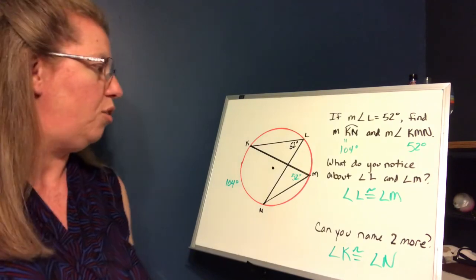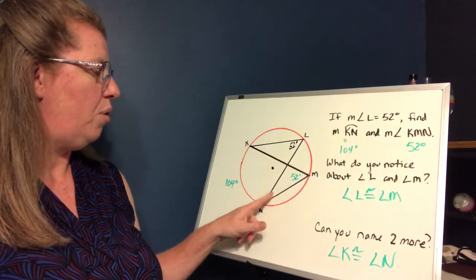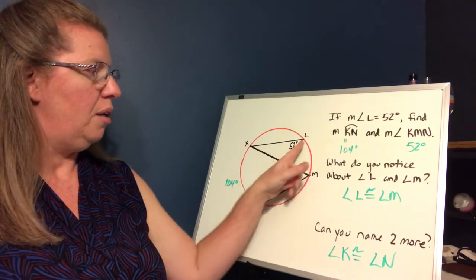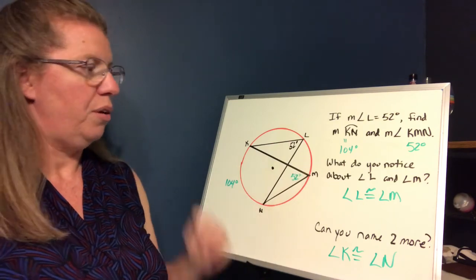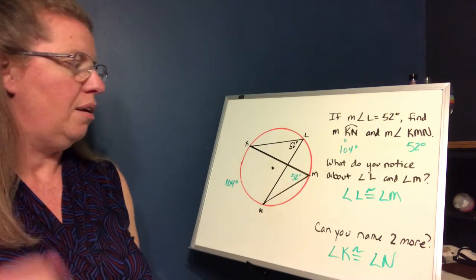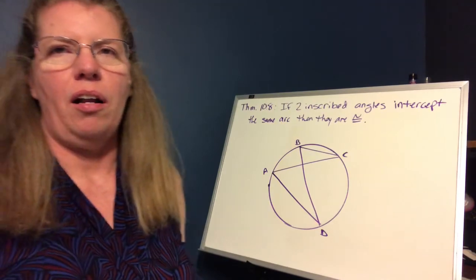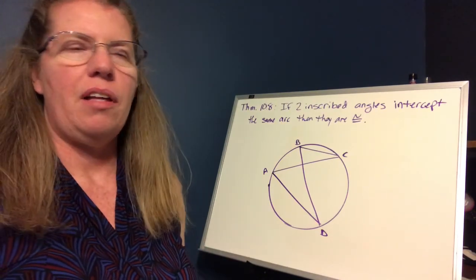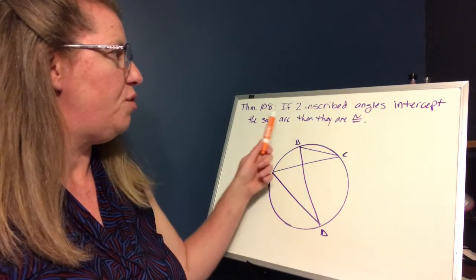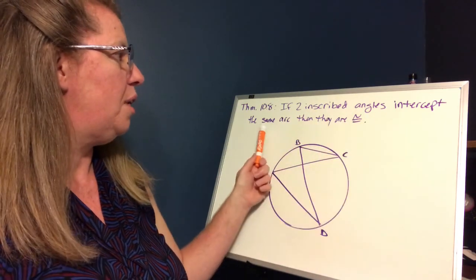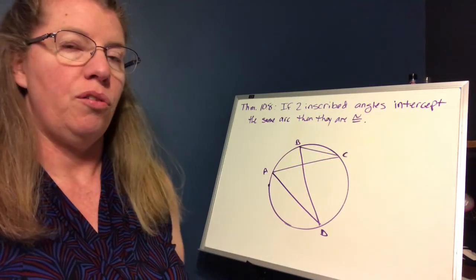So watch that in your pictures. Sometimes you're going to have more than one inscribed angle intercepting an arc, but you know they're going to be congruent. Okay? Watch out for those. Okay, our last example gives us this theorem, theorem 10.8. If two inscribed angles intercept the same arc, then they are congruent.